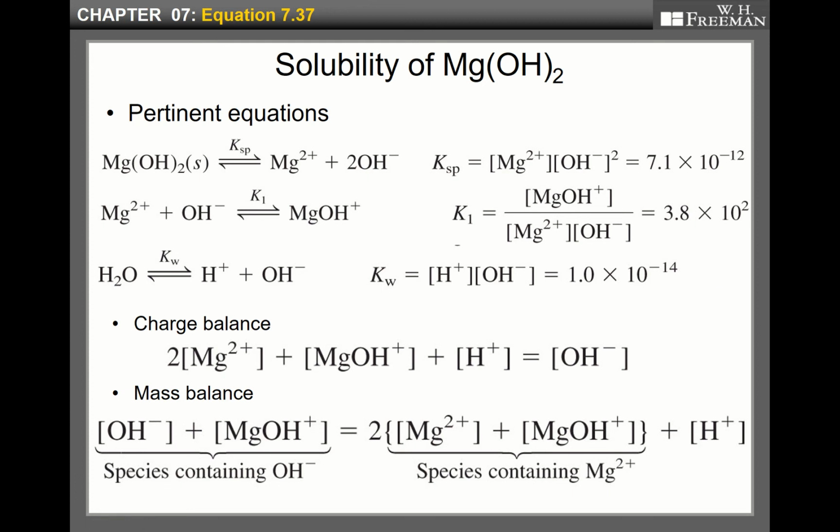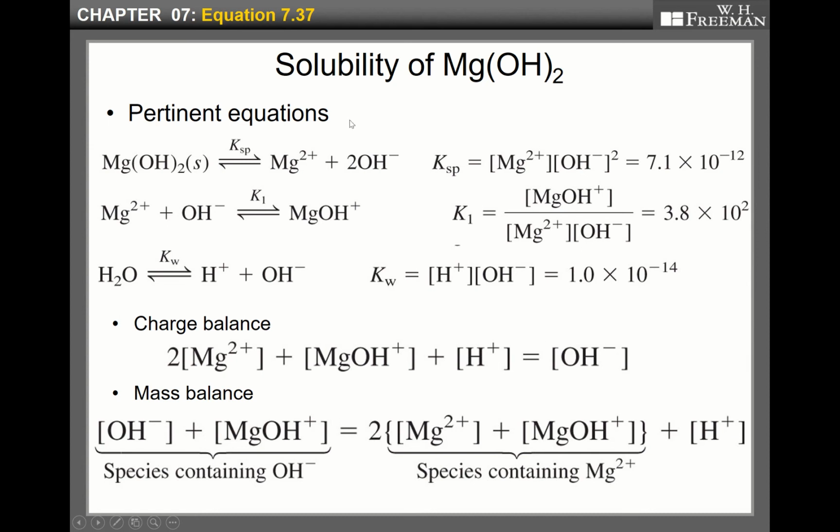Okay, now let's consider another example, which is to calculate the solubility of magnesium hydroxide. This example seems quite simple, but it is intriguing indeed. Okay, let's go on. So let's write the pertinent equations.